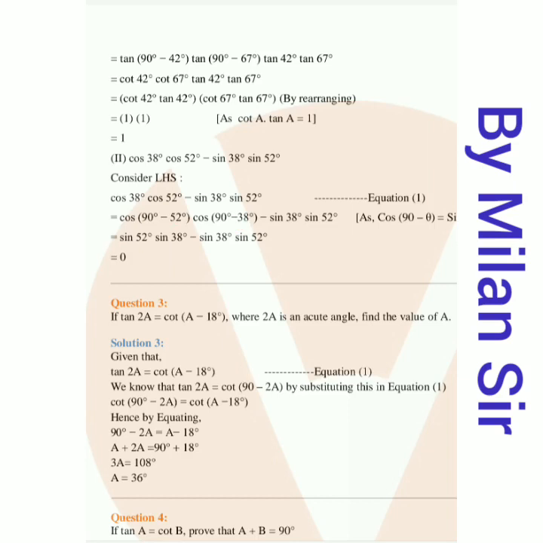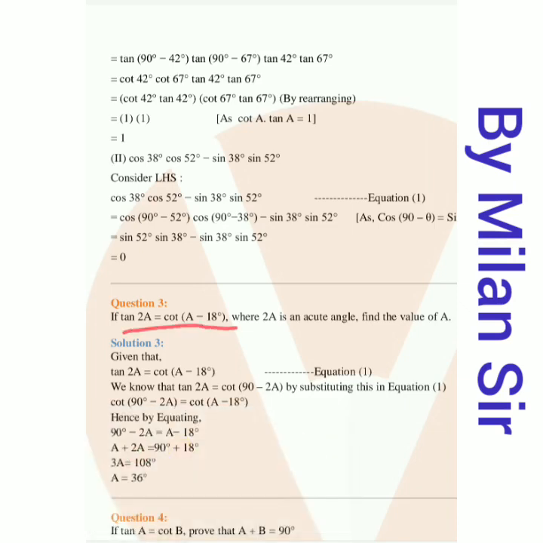Now look at the first term and second term. First term is sin 52 into sin 38 and second term is also equals to sin 38 into sin 52, and in between minus sign is there. So sin 52 into sin 38 minus sin 38 into sin 52 cut out, and answer is 0. Okay. Then question number 3. If tan 2A is equals to cot A minus 18, where 2A is an acute angle, find the value of A.